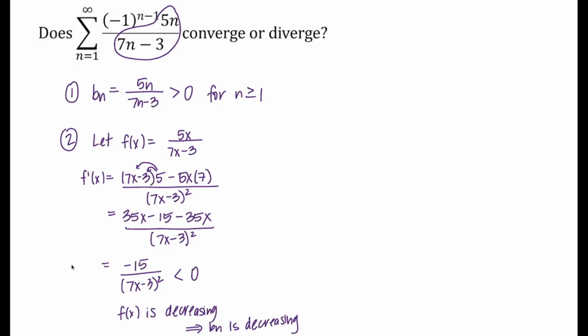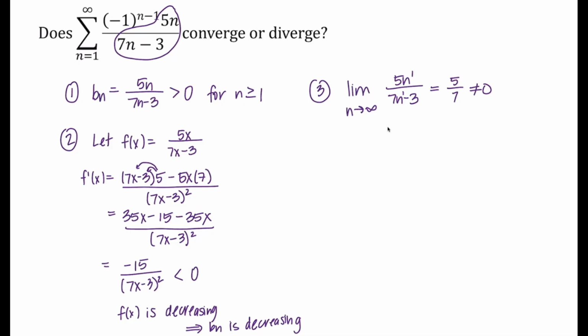Because if the continuous function is decreasing, then the discrete function right behind it with those integer values is also decreasing. Now, the third condition is that the limit as n approaches infinity of 5n over 7n minus 3 must be equal to 0. But it's not. Here I have n to the first on the top and n to the first on the bottom. The degrees are the same. So towards infinity, we can take the coefficients as our answer. So 5 over 7 is not 0.